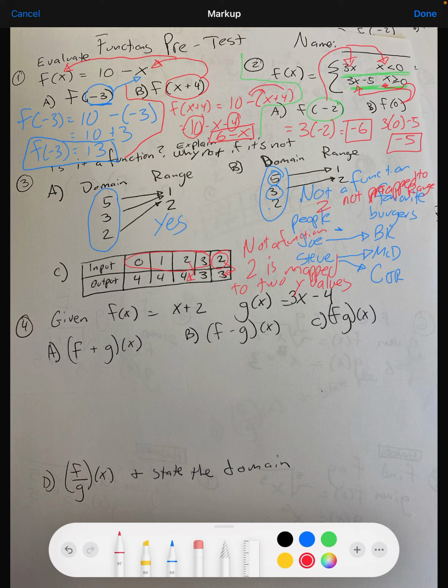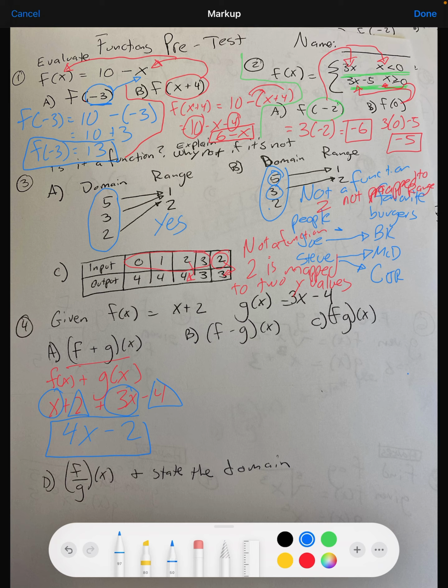Okay. All right. Number 4, we have our two functions, and this is saying add functions f and g. So the function f of x plus g of x. Okay, and that means x plus 2 plus 3x minus 4. So do we have like terms? Okay, we can add 3x and x, 4x, and we can combine 2 and minus 4. That's negative 2. Okay, that is our addition of the two functions.